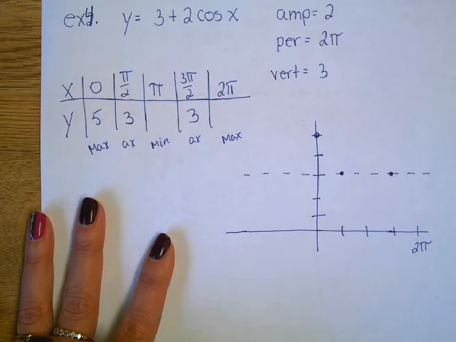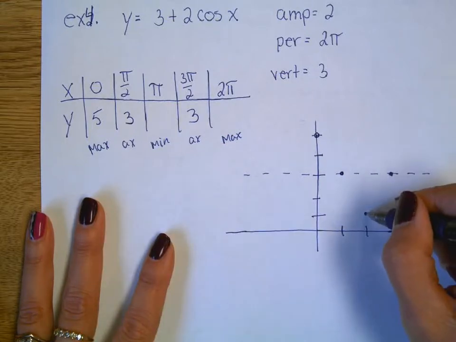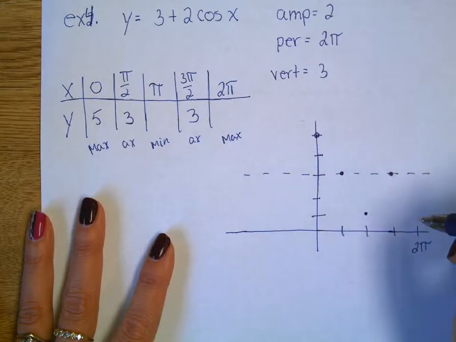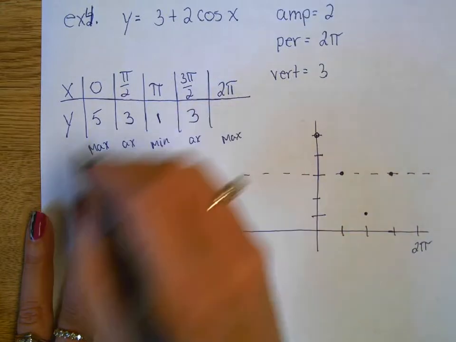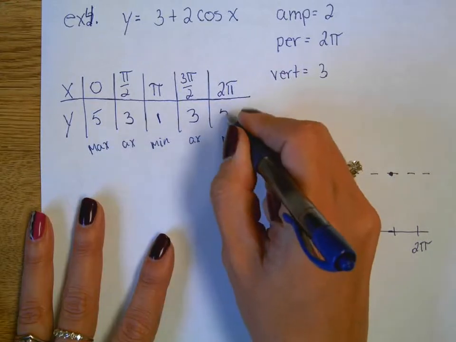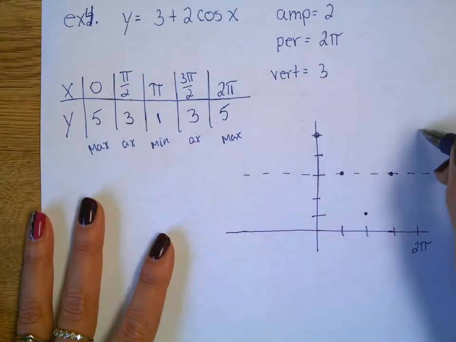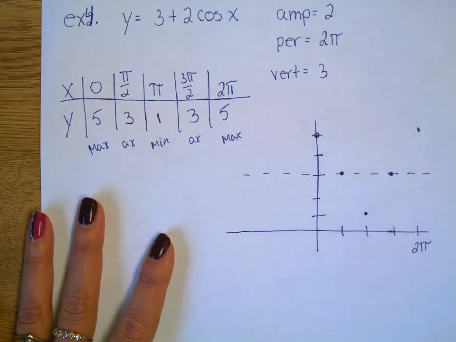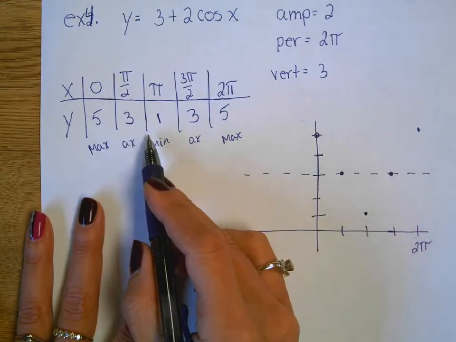Wait, slow down. So you would just add the amplitude on the axis? Correct. So where would my min be at? 1. Why 1? Because it goes down 2 from the axis. And it's going to finish back at 5. So if you can remember that your vertical shift is your new axis, then it's the same stuff as we have been doing for a couple days. So see how I kind of made the sketch first, then went back to do the table? Kind of helps a little bit.